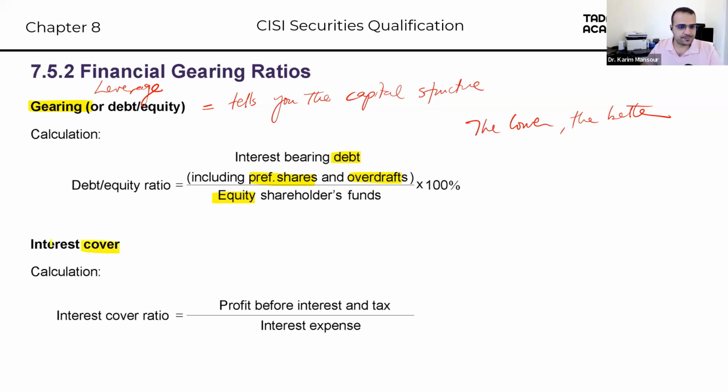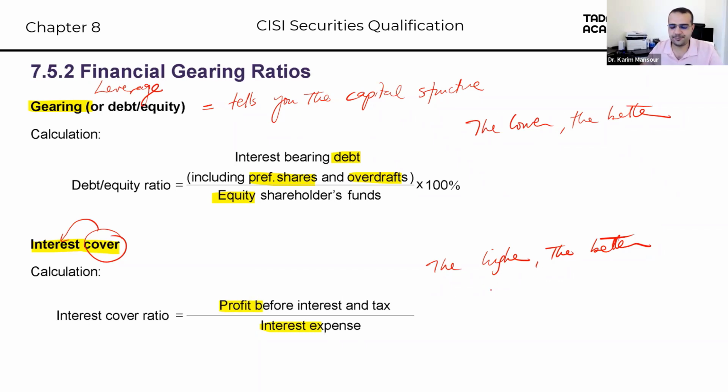The interest cover, same thing as the dividend cover. Do we have enough profit to cover the interest payment on the loans that we've taken? Do we have enough profit to pay the coupon on the bonds we've issued? Very similar concept. Do we have enough profit to pay interest on the debt that we have taken? Again, the higher the better, because it tells you that this company is more likely to cover its interest expense.